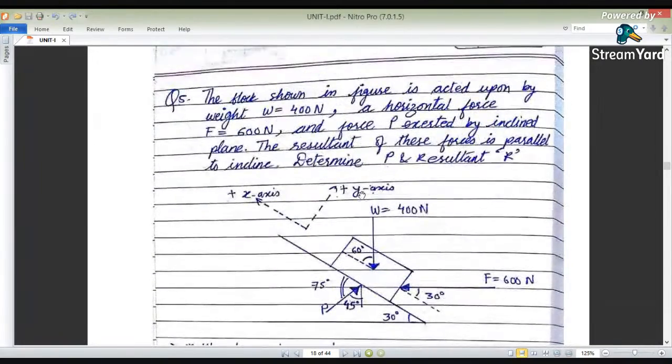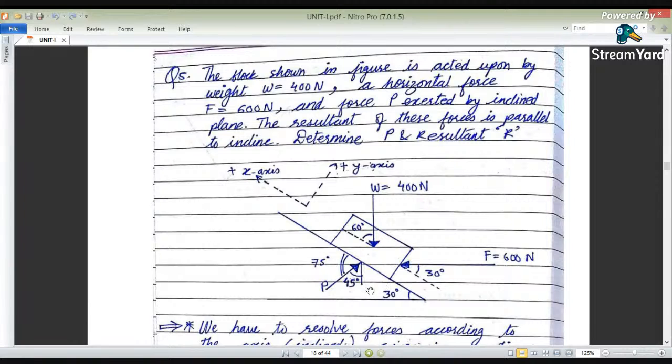Again, this is an important example related to inclined planes. Here there is a weight W, a block resting along an inclined plane which is making an angle of 30 degrees.